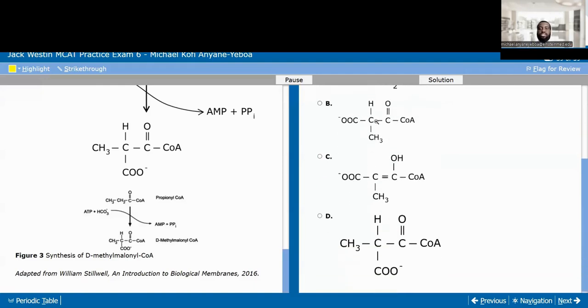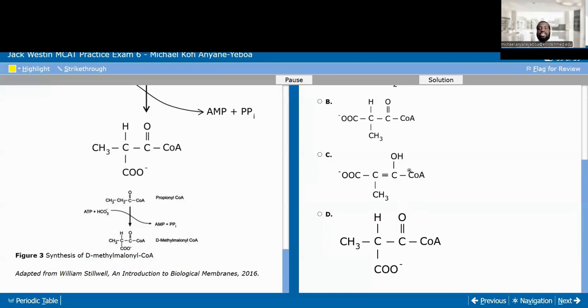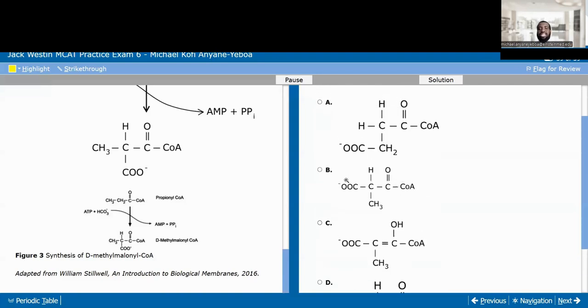B, 1, 2, 3, 4. The methyl group and our carboxylic acid functional groups have swapped here. This might actually be the answer, but let's wait and see the rest. 1, 2, 3, and then there's an OH here, so that's a no. 1, 2, 3 carbons, that's 4 here. Oh, this is the same as D-methylmalonyl, so this cannot be the answer. So by elimination, I've come to the answer B.